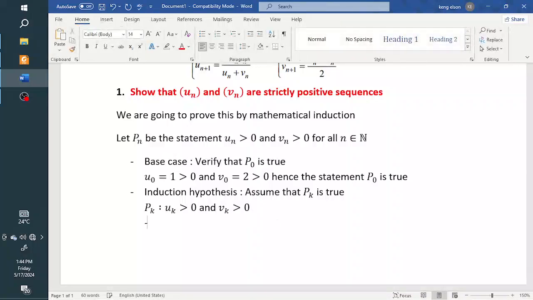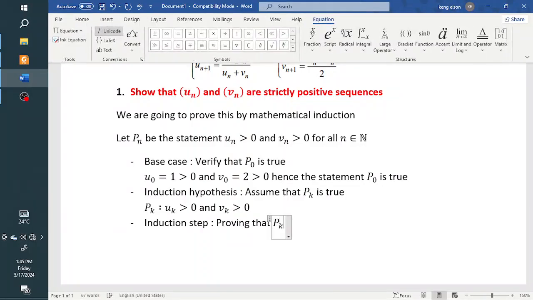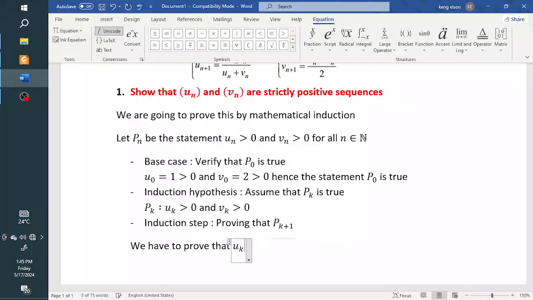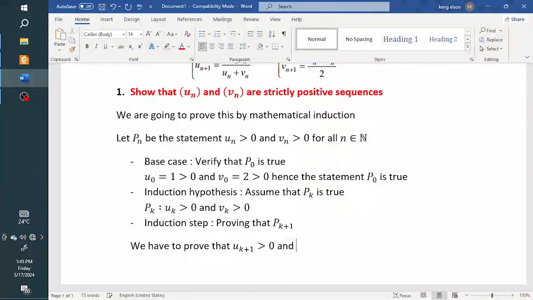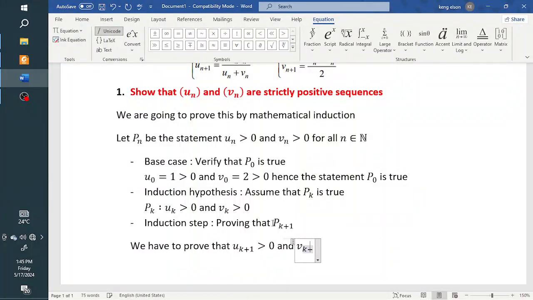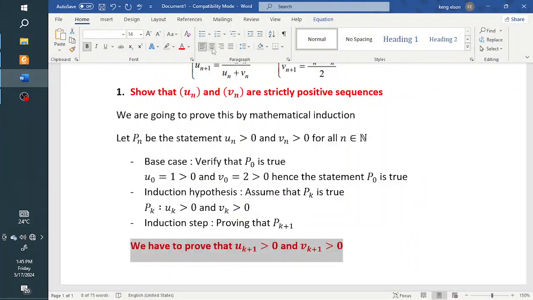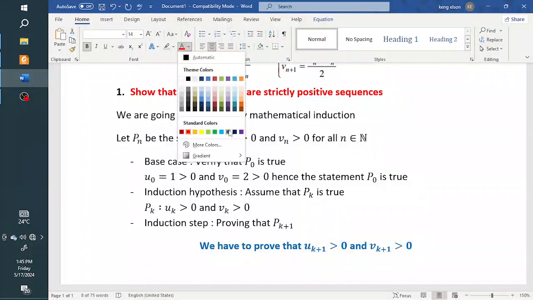Now the next thing is the induction step. In this induction step, we are proving that P of k plus 1 is true. That is, the statement is true for n equal to k plus 1. We have to prove that uk plus 1 is greater than 0 and vk plus 1 is greater than 0. That is what we have to prove. Let me put it here so that once we prove that, we can be satisfied that we are done.